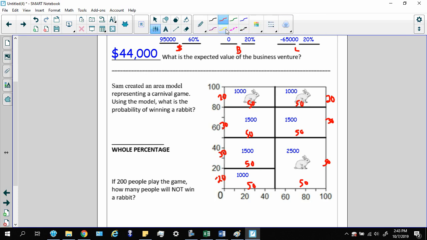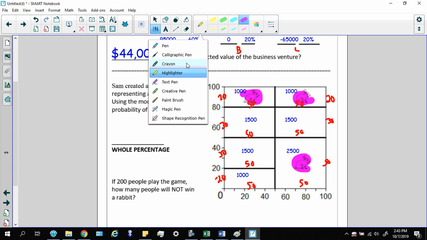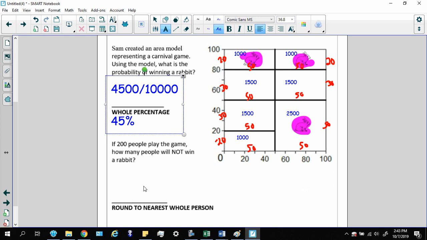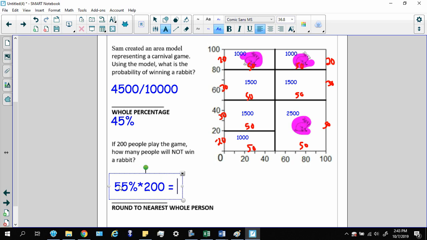Let's go ahead and highlight winning a rabbit. This one's a rabbit. This one's a rabbit. This one's a rabbit. So when I add all my pieces together, that ends up with 4,500 divided by the total, which is 10,000, which gives me 45%. If 200 people play the game, how many people would not win a rabbit? Well, 45% wins a rabbit. That means 55% lose. I'm then going to take that and times 200, which I believe is 110.